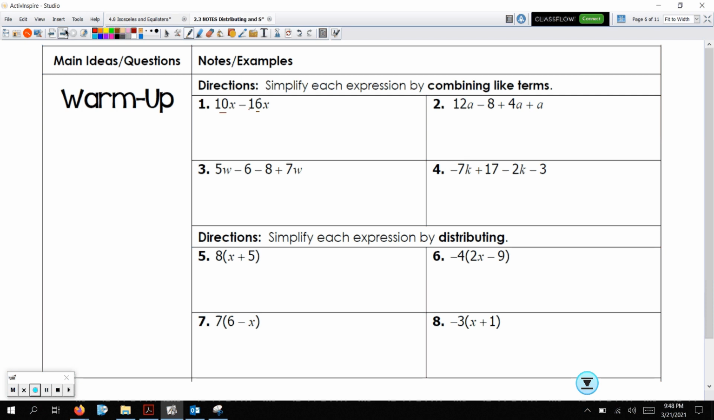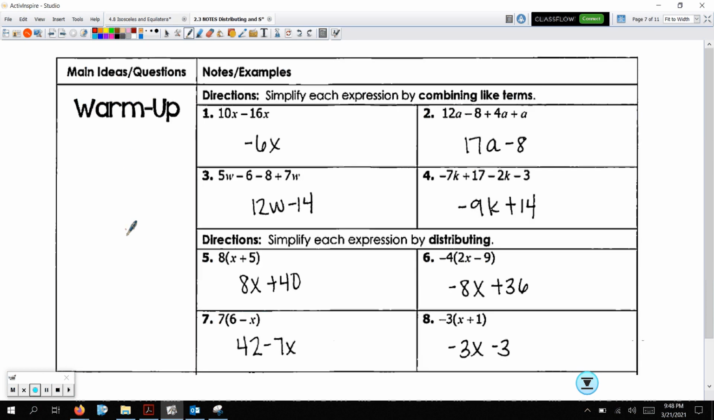All right, now, what do you think? How'd you do? Did you get negative 6x for number 1? 17a minus 8 for number 2? 12w minus 14 for number 3? Negative 9k plus 14 for number 4? Hopefully you did. And then you remember what we did on Friday, because you've already learned this. This is old news anyway. So check your answers again for 5, 6, 7, and 8.